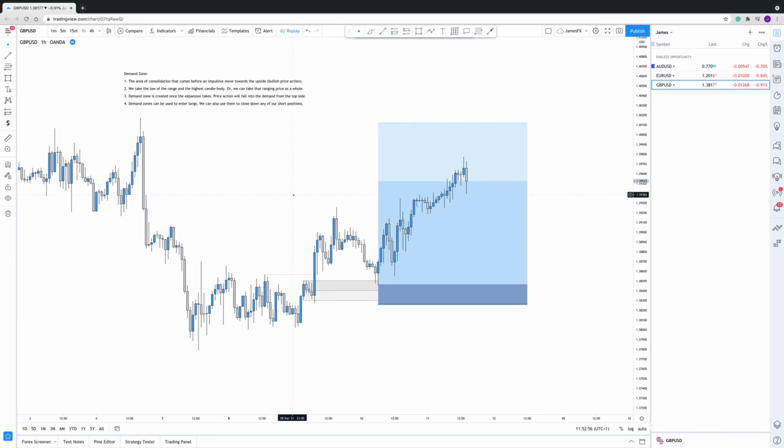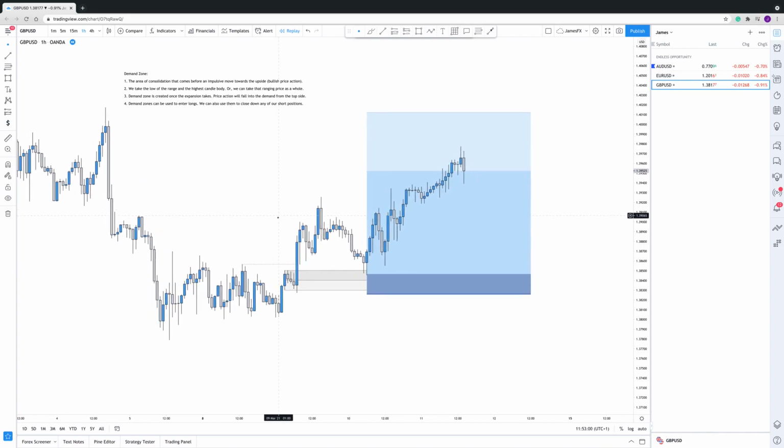But if we look at taking the low of the range and the highest candle body, this blue candle here would be the low. Now why wouldn't it be this wick here? Well, this is the candle that actually showed the expansion. This is the impulsive candle. So this is not the range. This is the candle that broke out of that range. So this would be the low.